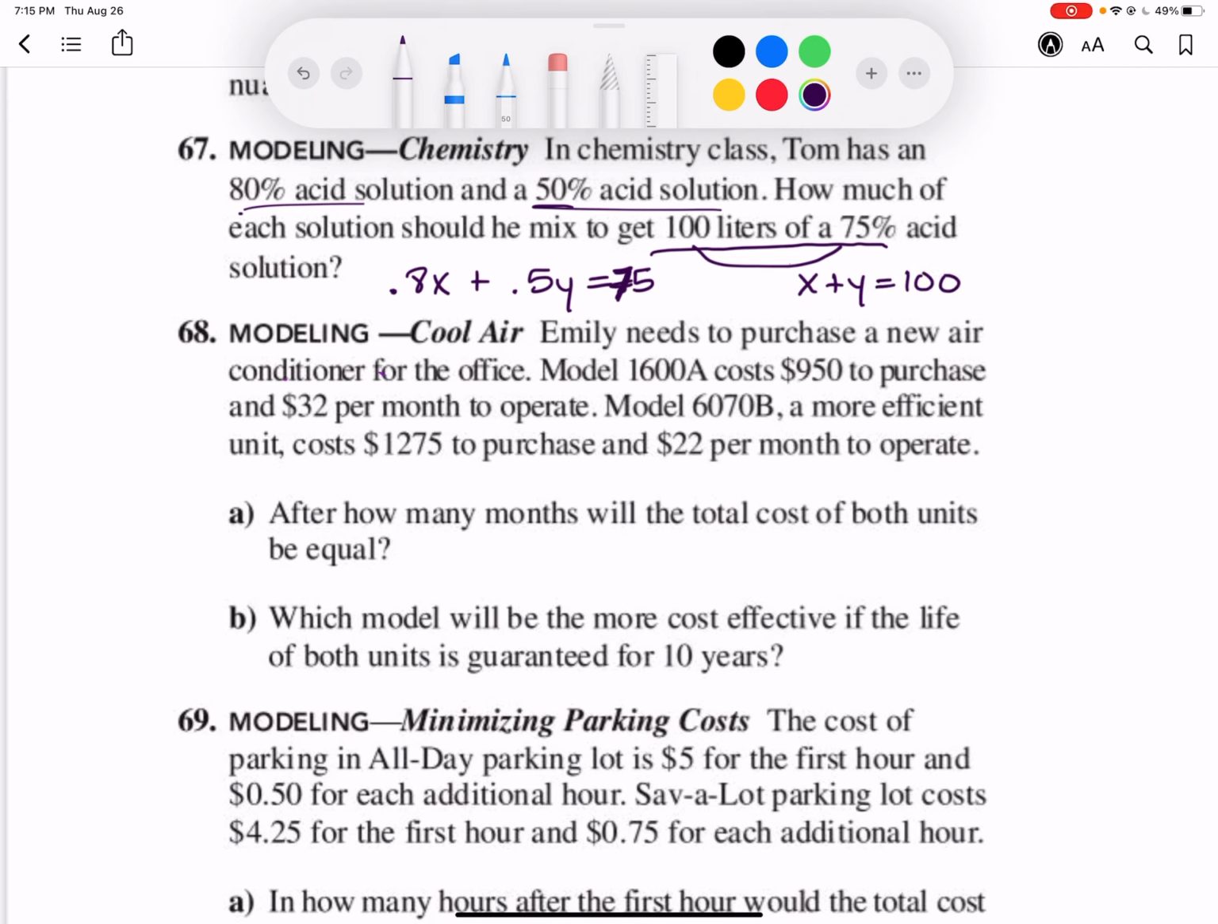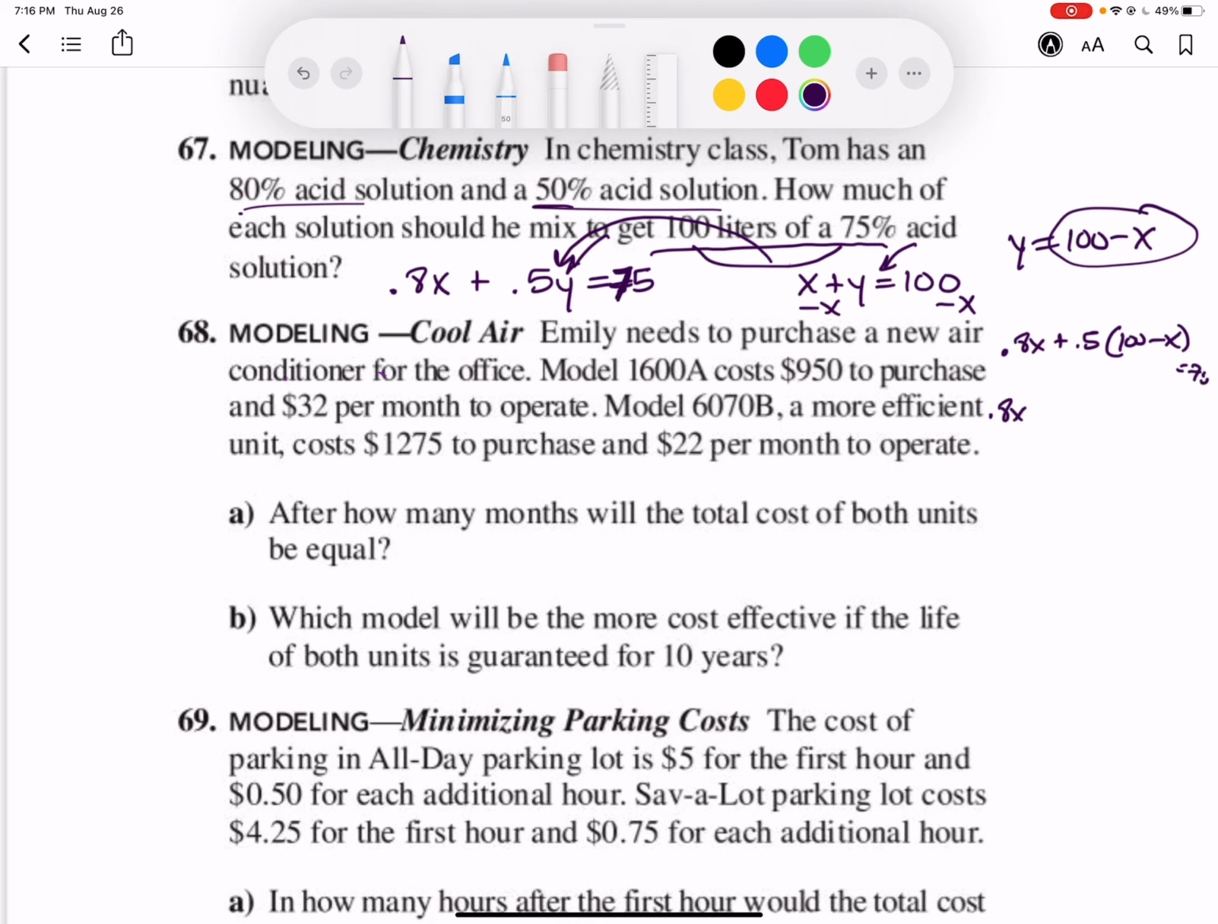So what we can do here, just like we did in the last few problems, is solve this for one of the variables, substitute it into the other equation, and then solve for the remaining variable. So we're going to just subtract x from both sides. It's going to give us y equals 100 minus x. Now we can take this and substitute it in for y. So that's going to give us 0.8x plus 0.5 times 100 minus x equals 75.